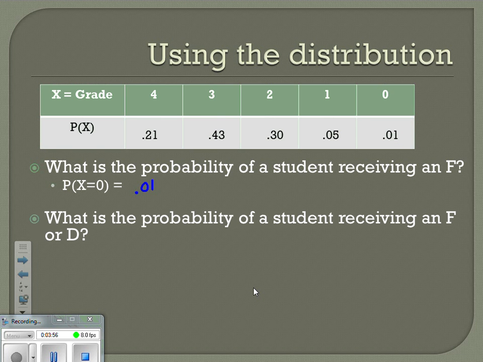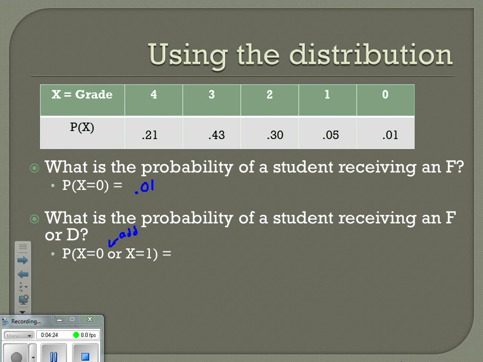Right? What's the probability of receiving a D or an F, or an F or a D? So really, x equals 0 or x takes on the value 1. So we know from previous information this means to add, and like we did last unit, we always want to subtract an overlap, but here it's impossible for a student to make a D and an F at the same time, so there is no overlap.